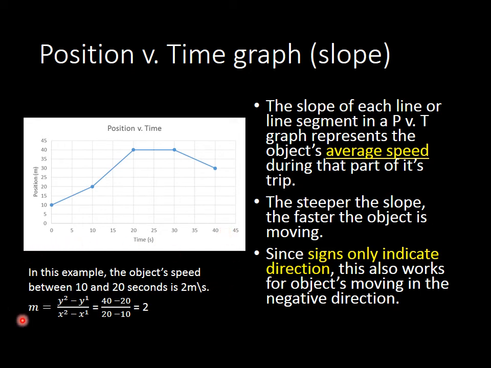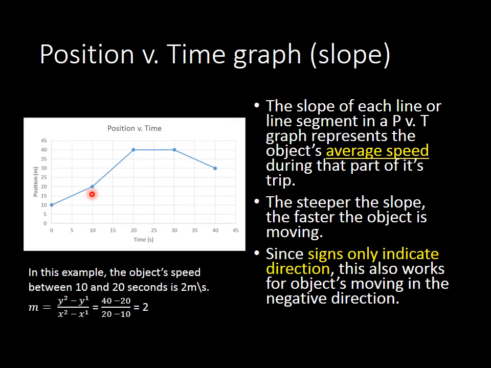Now, if you need a refresher on how to calculate slope, remember that slope m is equal to y2 minus y1 over x2 minus x1. And what we're really looking at here are ordered pairs of y2 and x2 and y1 and x1. So if we were looking at this from 10 to 20 seconds, well, we know that this point is at (20, 40), and this one is at (10, 20).